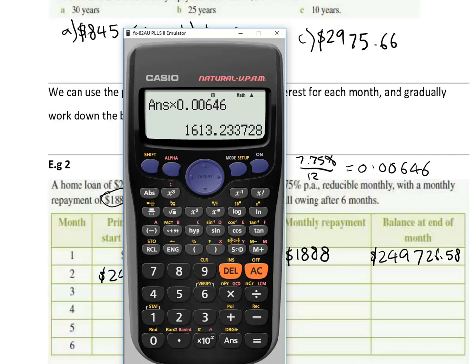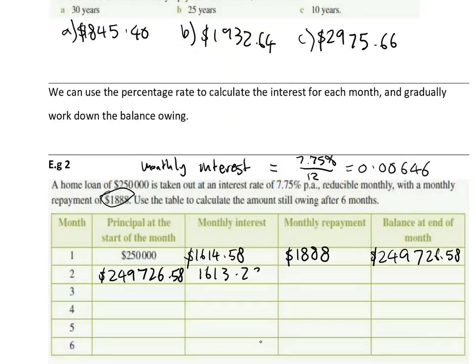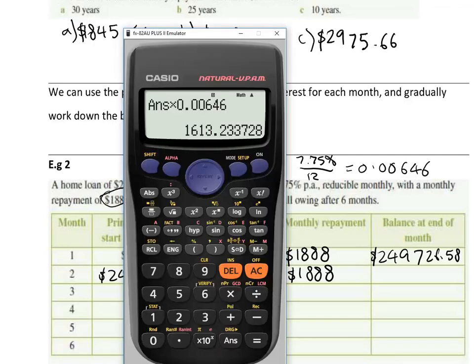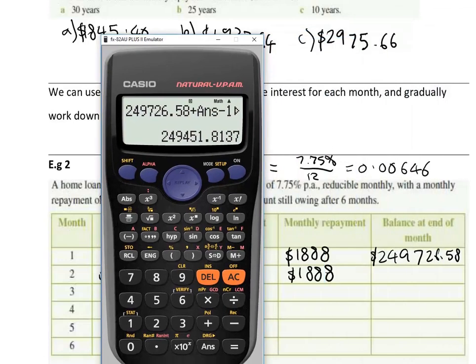You can see the interest gets a bit less, so it becomes 1,613 and 23 cents. And we then take away our monthly repayment. So the balance at the end of the month is what you started with, 249,726.58. Add on our interest, take away our monthly repayment, and we're left with our value at the end of the month.